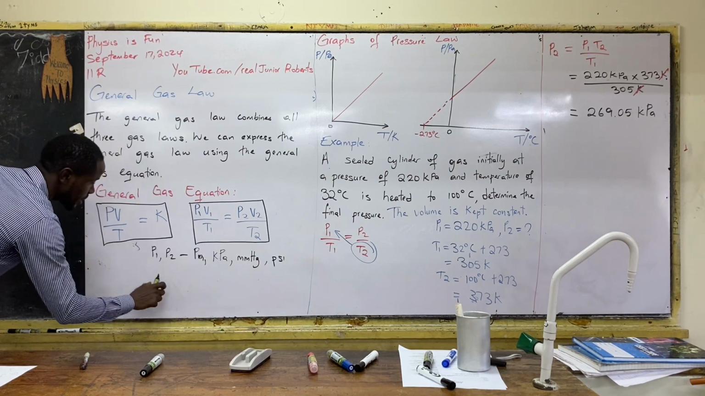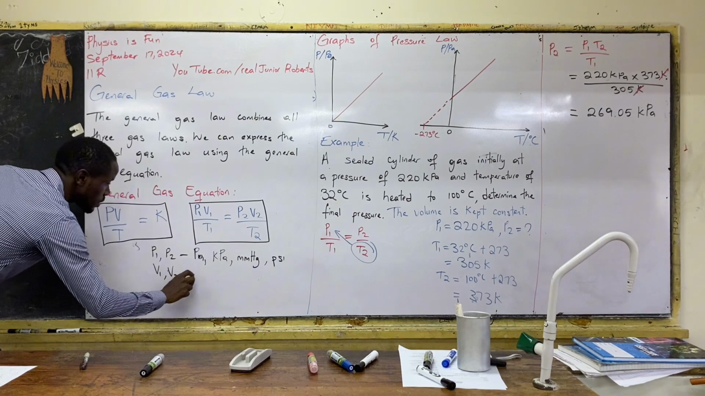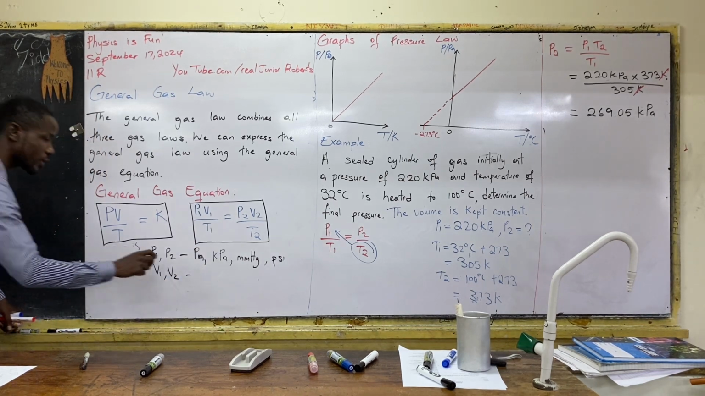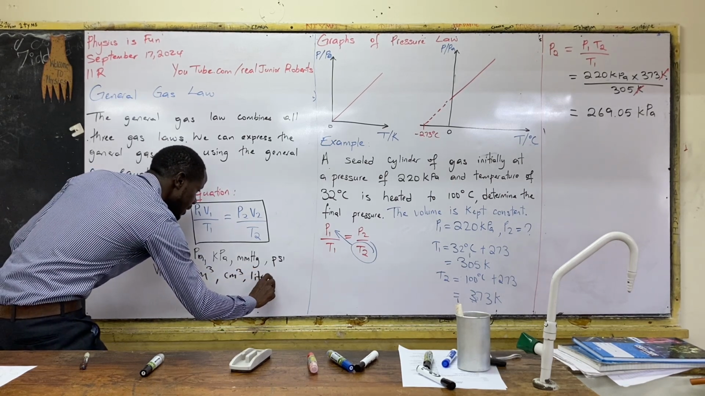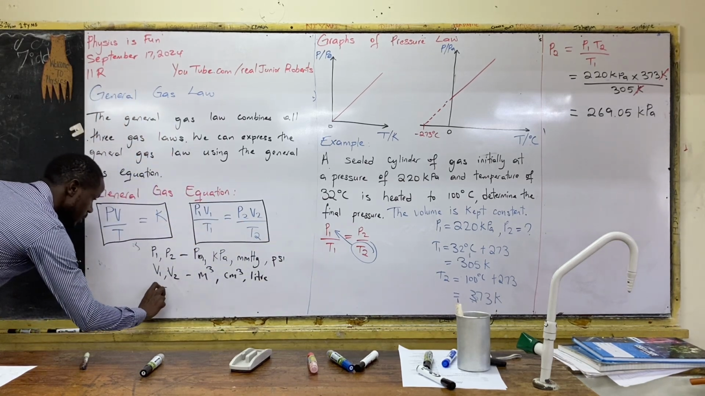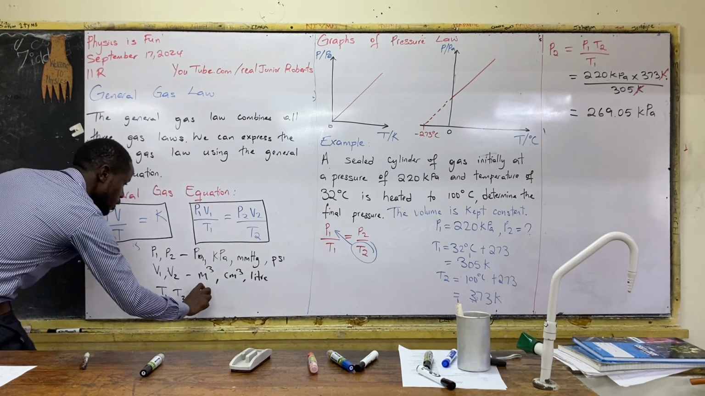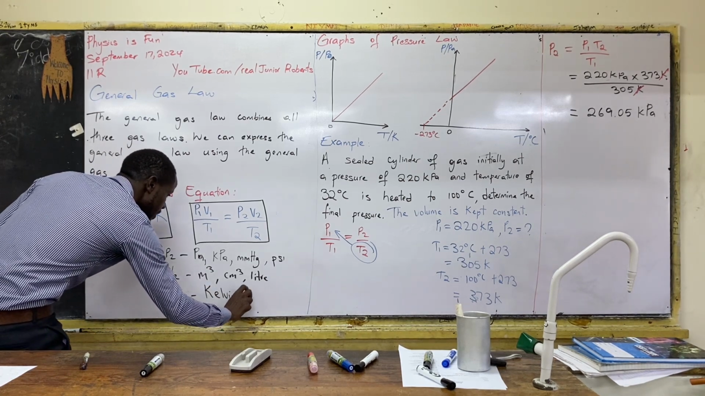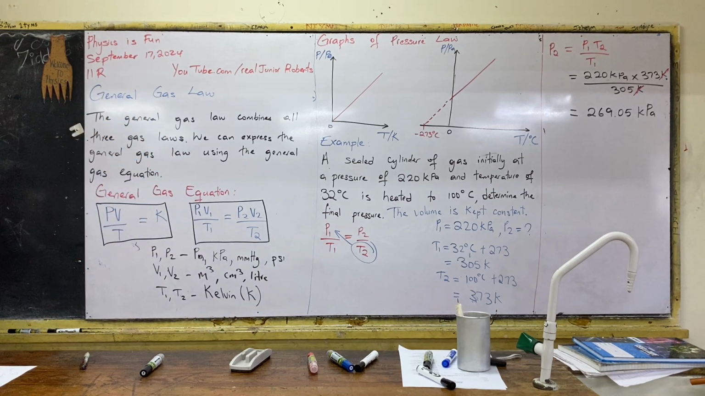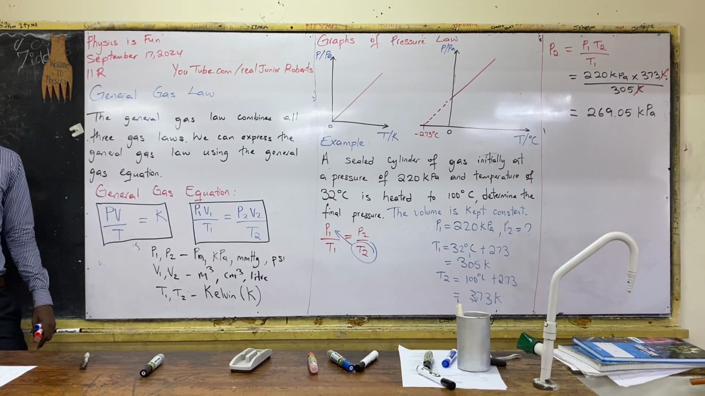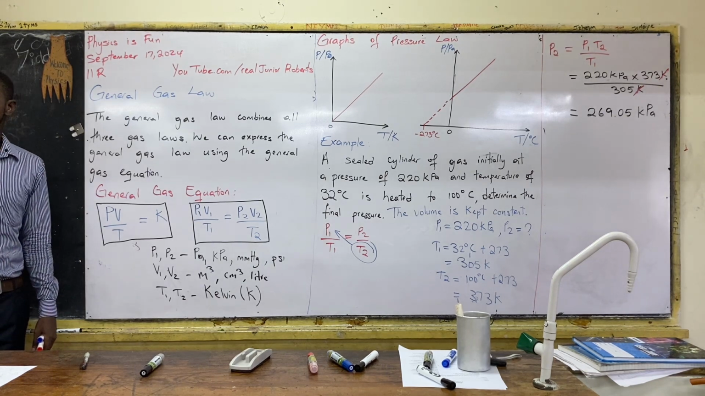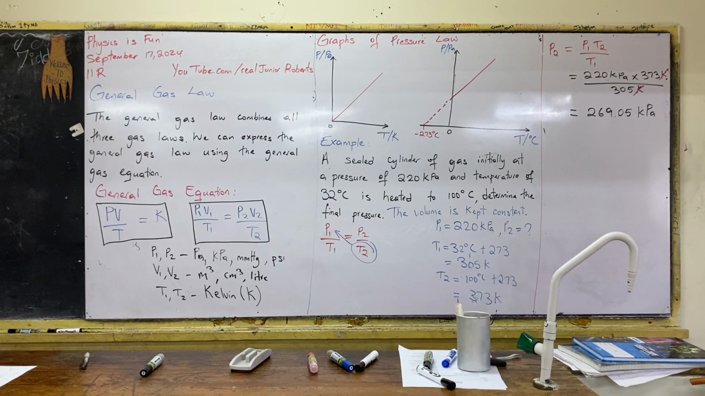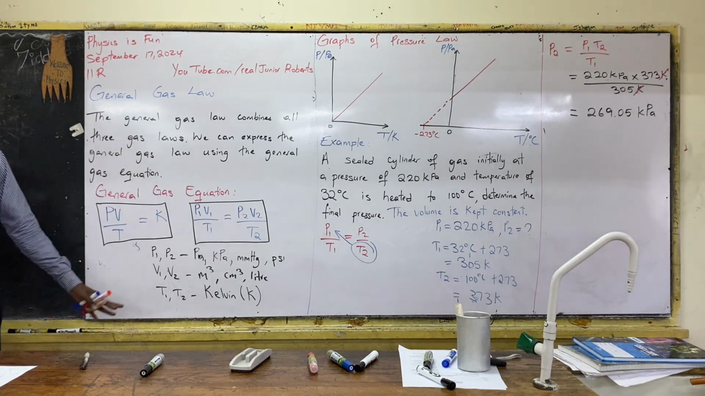While T1 and T2, so let me do V first, and I'll do the T's last. So V1 and V2 can be in any appropriate unit for volume. So whether cubic meter, cubic centimeter, liter, etc. While T1 and T2 must be in Kelvin. Must be in Kelvin. mmHg, millimeter mercury, because the symbol for mercury is Hg. So that's where we leave it today.